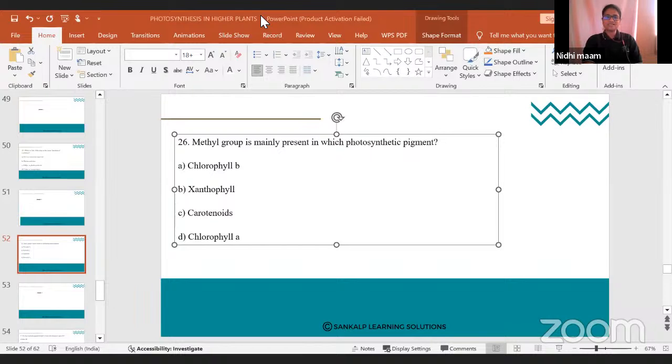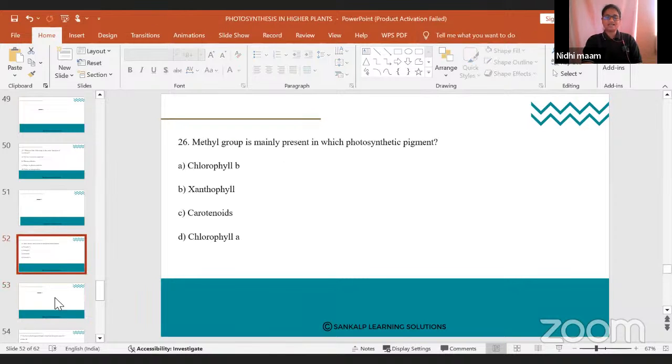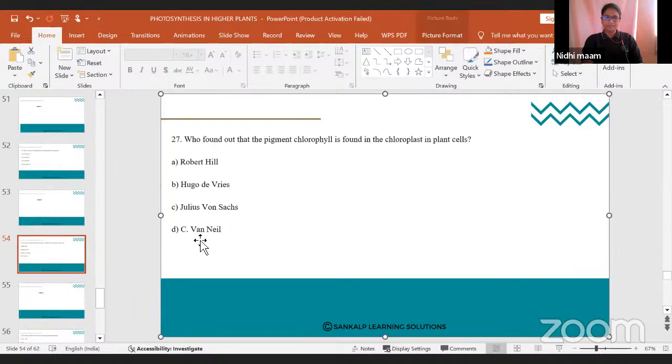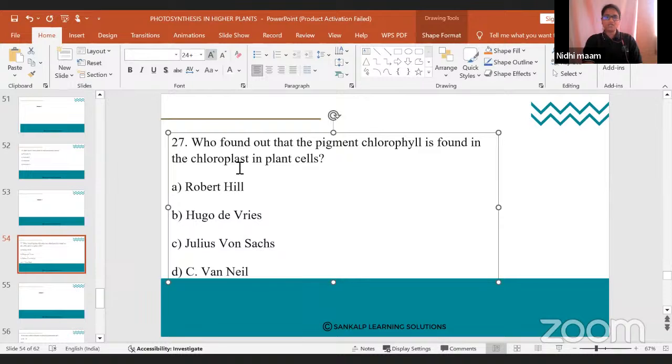Fine. So most of you answered it as option D, that is chlorophyll A will be having the methyl group. Dyamanna answered it. So option D is the correct answer, that is chlorophyll A. Next question. Who found out that pigment chlorophyll, just a minute, is found in the chloroplast in a plant cell? A is Robert Hill, B is Hugo de Vries, C is Julius von Sachs, D is C. van Niel.